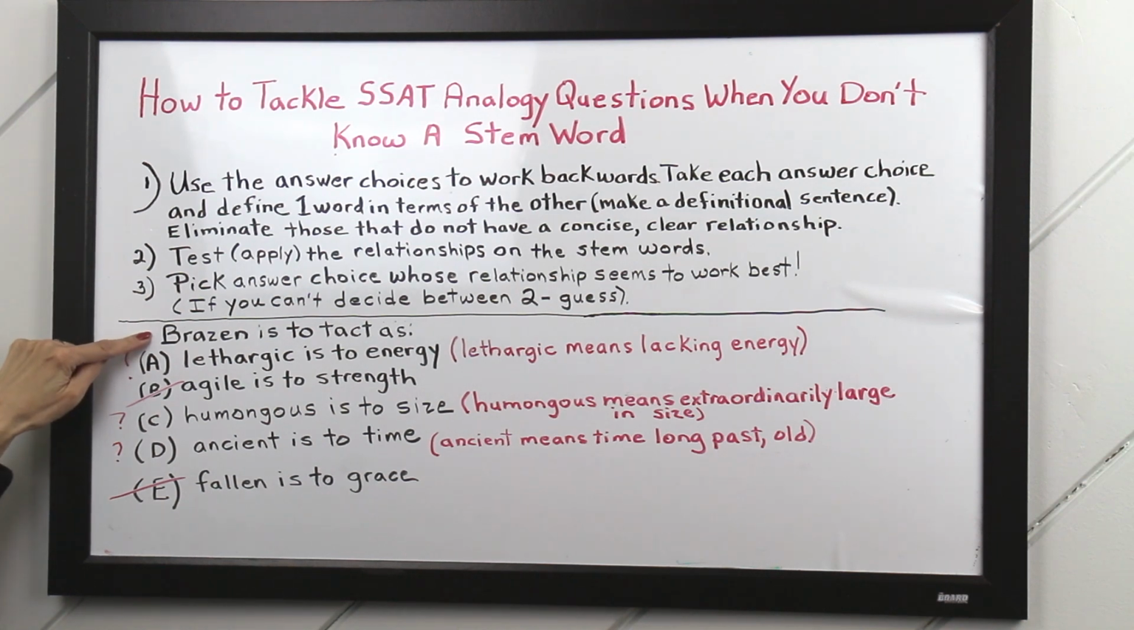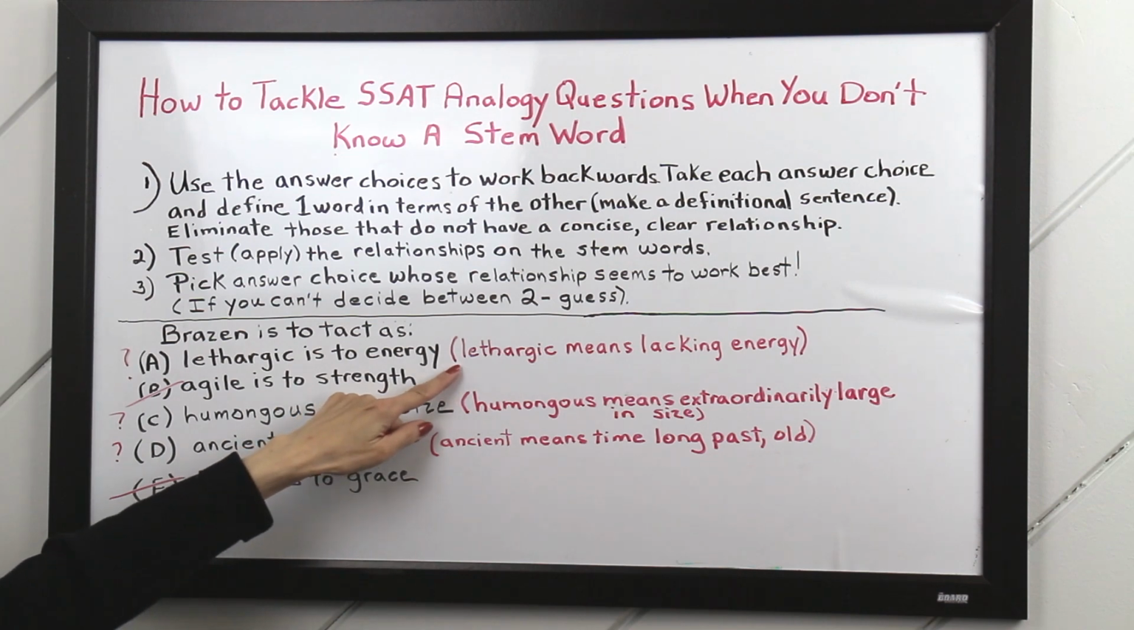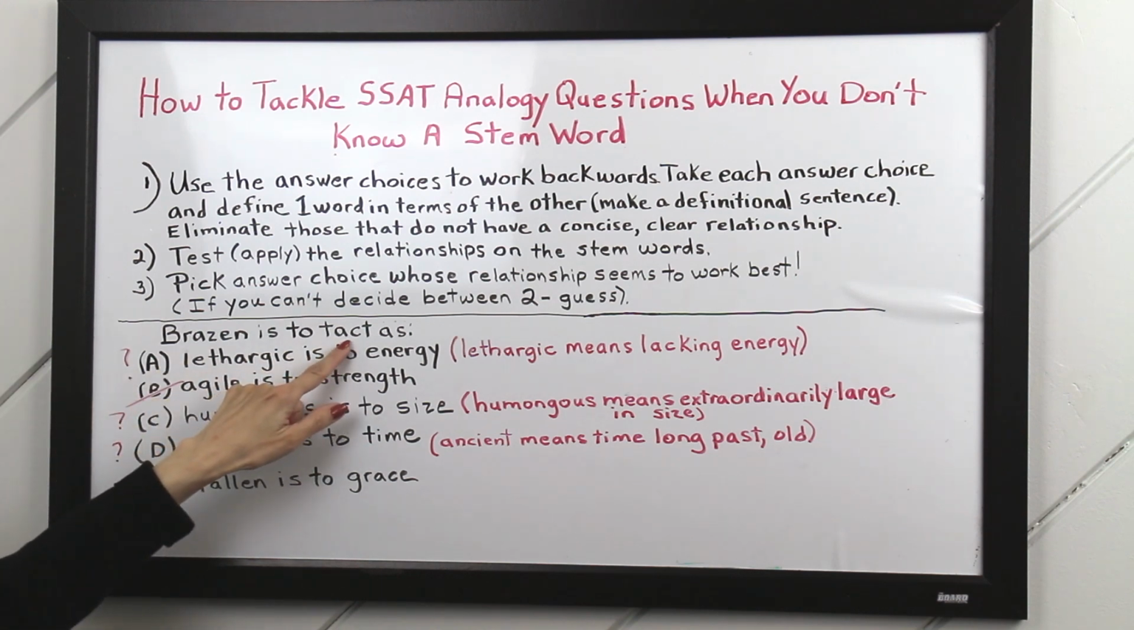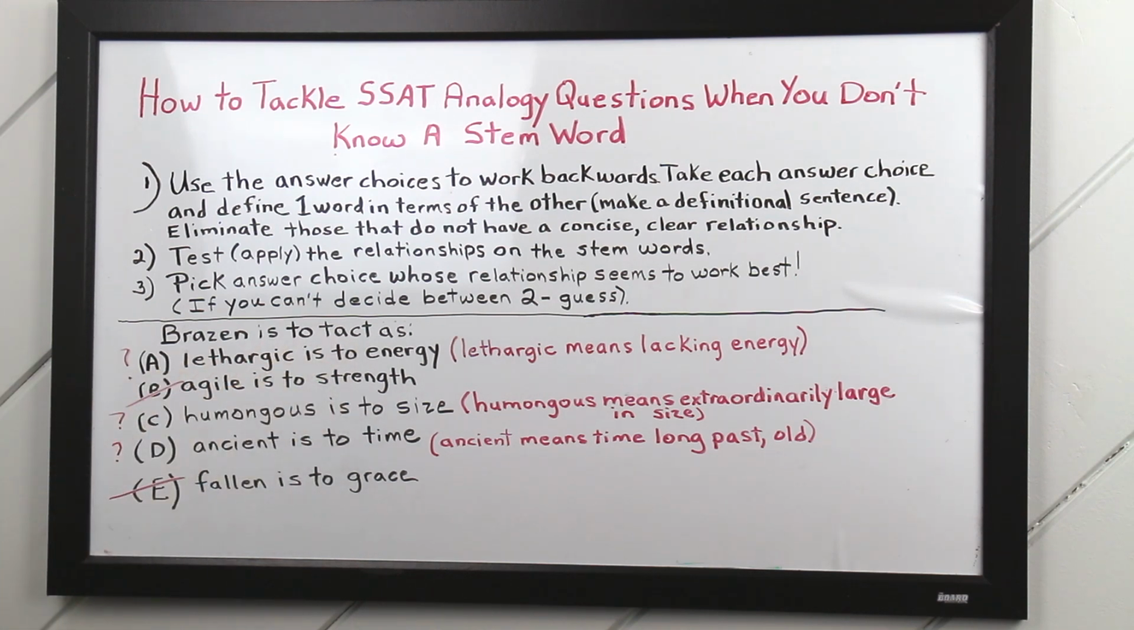Could brazen mean lacking tact, just as lethargic means lacking energy? It could, so A is a keeper for now. Could brazen mean extraordinarily large in tact? No, that doesn't make any sense. So we're going to get rid of C. Could brazen mean tact long past or old tact? Well, we know tact means appropriate. There's nothing to do with time there, so we're going to get rid of D.